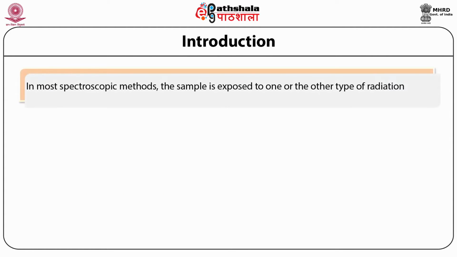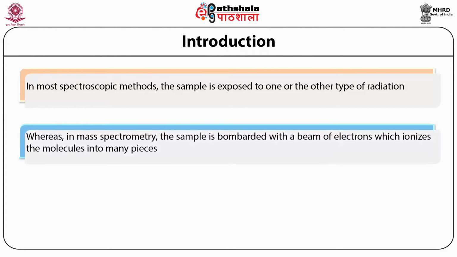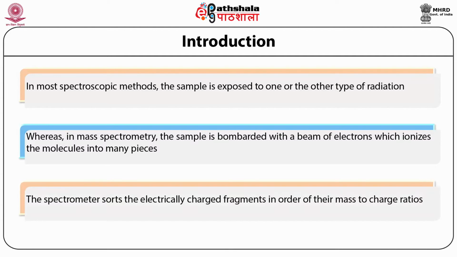In most spectroscopic methods, the sample is exposed to one or another type of radiation, whereas in mass spectrometry, the sample is bombarded with a beam of electrons which ionizes the molecule into many pieces. The spectrometer sorts the electrically charged fragments in order of their mass to charge ratios.